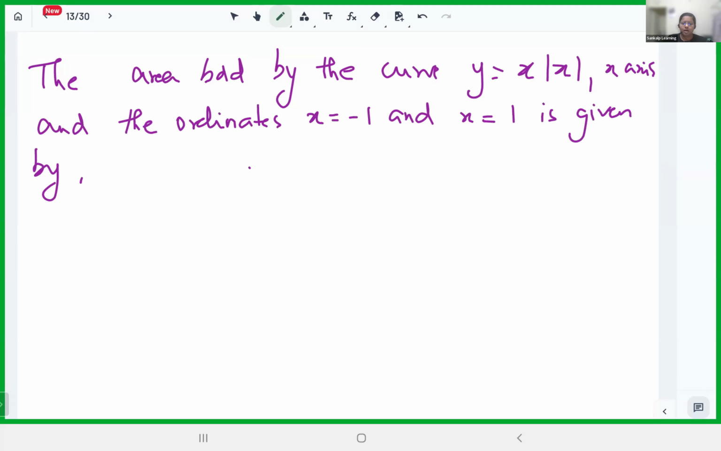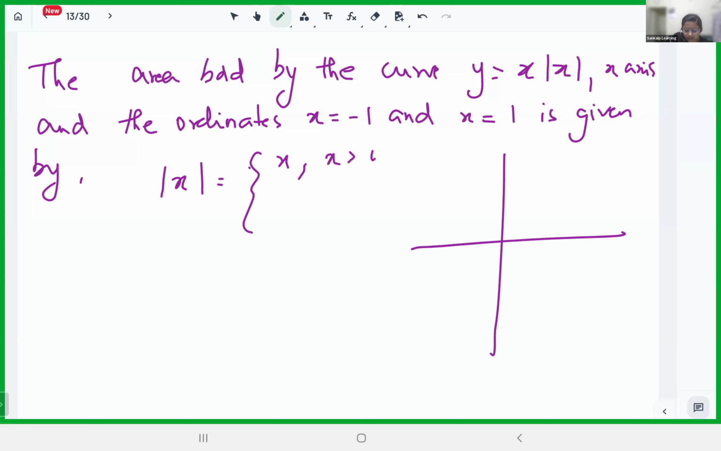So first we need the graph, isn't it? Then only we can find out the portion, right? So first we can draw the graph of the given function. So what is it? Y equal to x into mod x, which means we know mod x is equal to x when x is greater than 0 and minus x when x is less than 0, right? So what happens here? The function will have two parts.